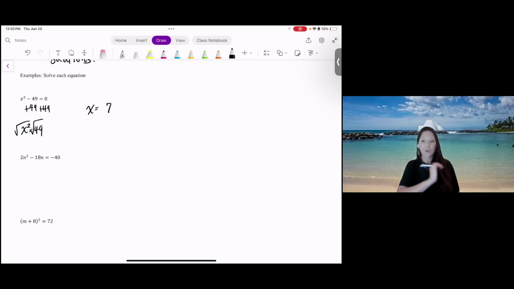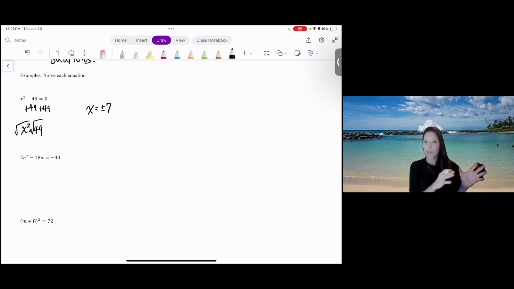However, this is a quadratic. You can square a positive 7 and you can also square a negative 7. That means that whenever you have an equation, you're going to have both positives and negatives. Might be real solutions, might be not real solutions. But in this case, negative 7 squared is 49 and positive 7 squared is 49.